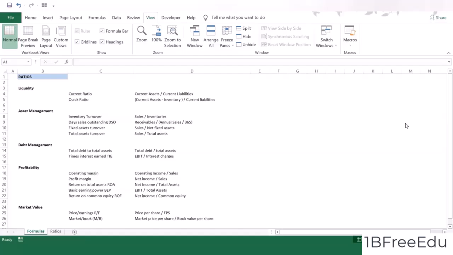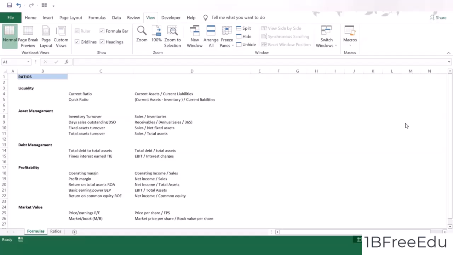And these ratios can be split into 5 major categories. We have liquidity ratios, which give us an idea of the firm's ability to pay off debts that are maturing within a year. Then we have asset management ratios, which give us an idea how effectively the firm is using its assets. Then we have debt management ratios, which give us an idea of how the firm has financed its assets, as well as the firm's ability to repay its long-term debt. Then we have profitability ratios, which give us an idea of how profitably the firm is operating and utilizing its assets.